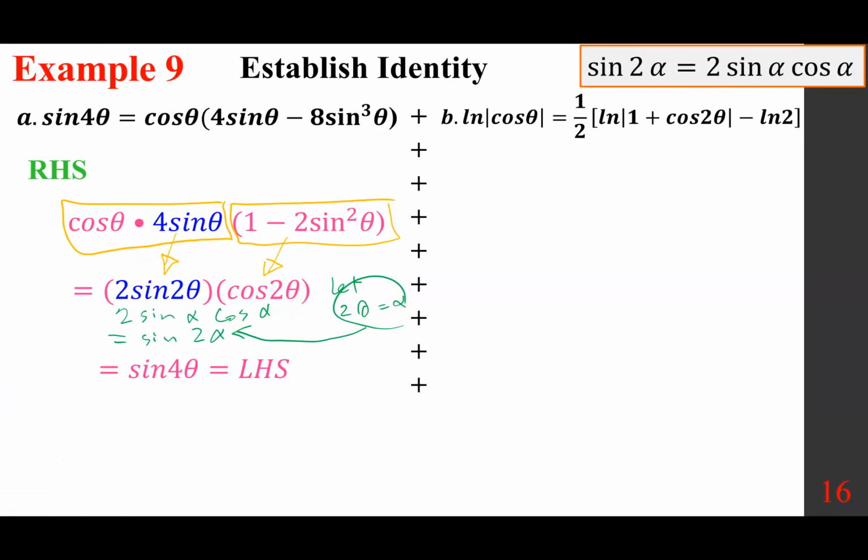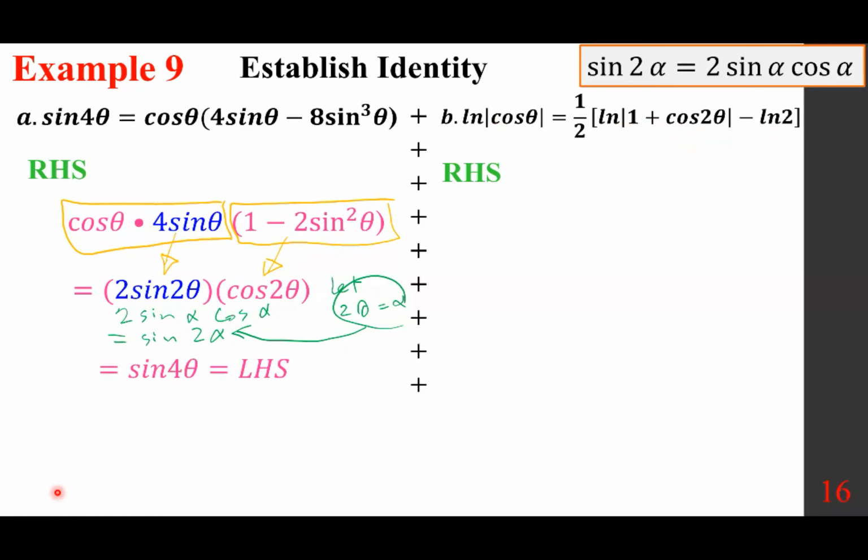We want to prove that ln of the absolute value of cosine theta is half of ln of 1 plus cosine 2 theta minus ln of 2. The right-hand side is the more complicated side, so we're going to start there. Now, the right-hand side, class, I hope you remember the natural log, in general, the logarithmic property.